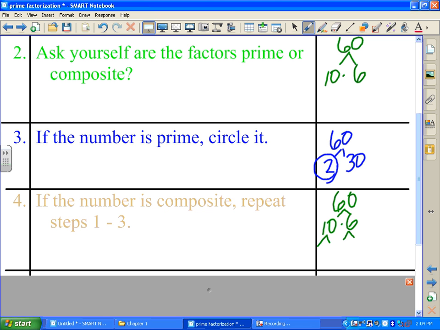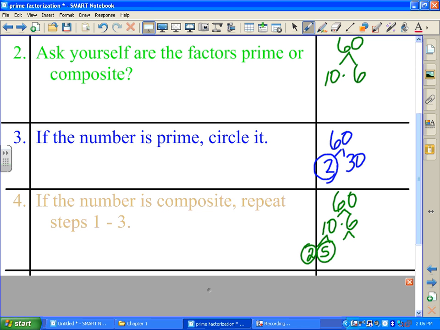So what two numbers could I use to multiply together to get 10? Well, I know it's divisible by 2 and it's divisible by 5 because it ends in a 0. So it's 2 times 5 is 10. Now, is 2 prime or composite? Well, 2 is prime. So I'm going to circle the 2. Is 5 prime or composite? It's prime, so I'm going to circle it.